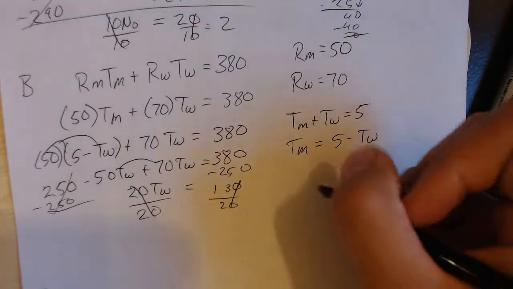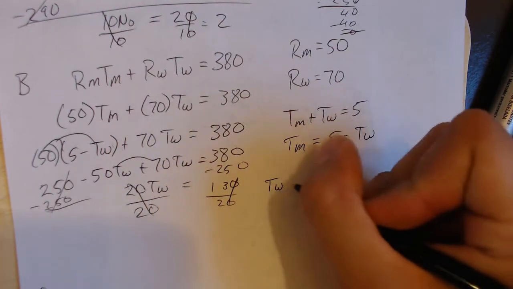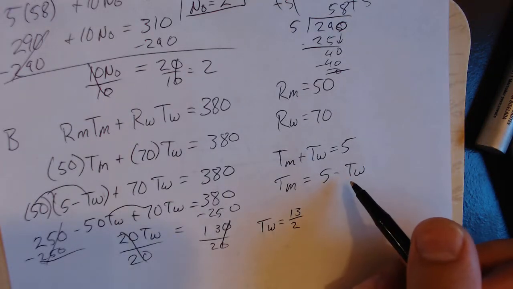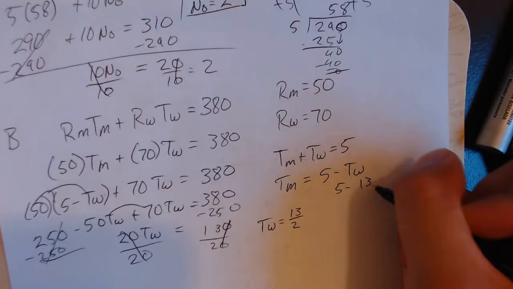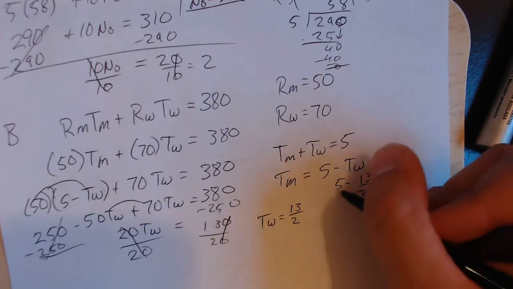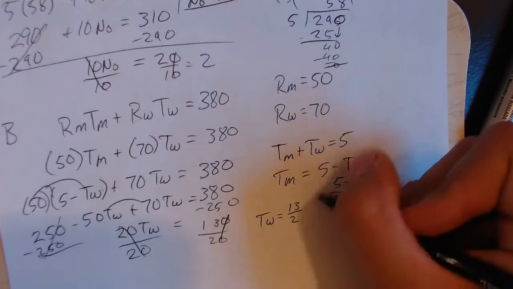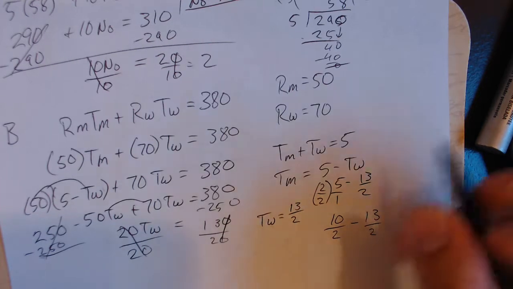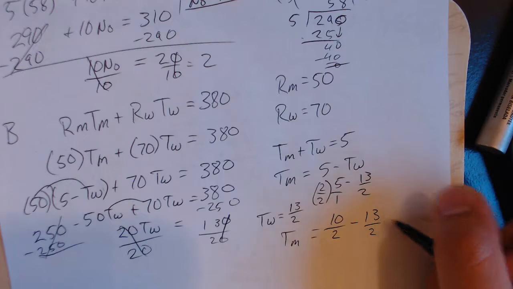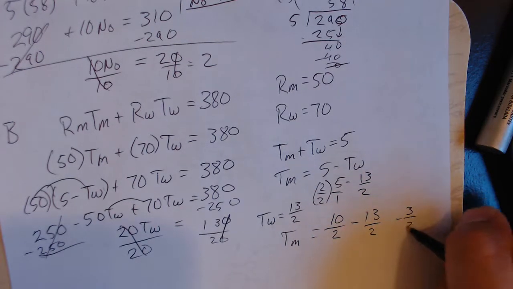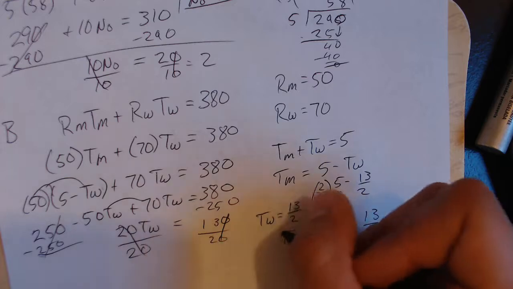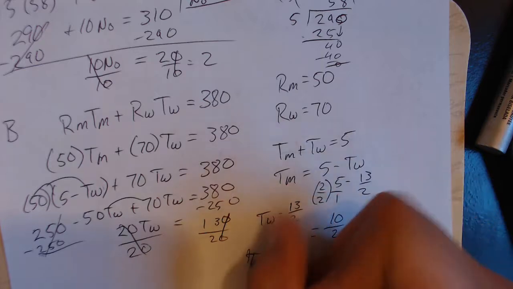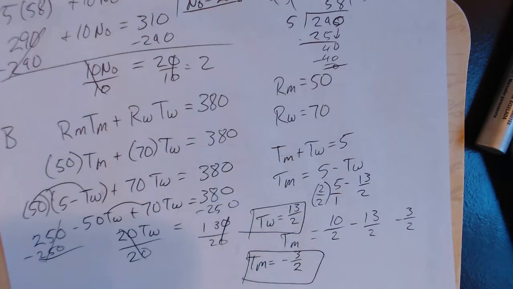So from here I just take 13 over 2 and I'm going to plug it into this equation right here. So 5 minus 13 over 2 is going to be equal to Tm. I turn this into a whole number, multiply it by a fraction of 2 over 2 to give me 10 over 2 minus 13 over 2 is equal to Tm. That's pretty easy. That's just going to become negative 3 over 2. So Tw equals 13 over 2, Tm equals negative 3 over 2. Last problem.